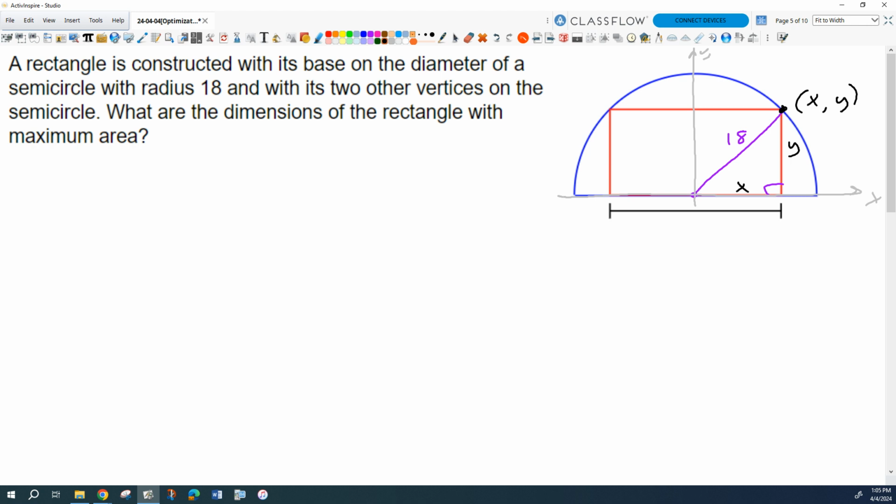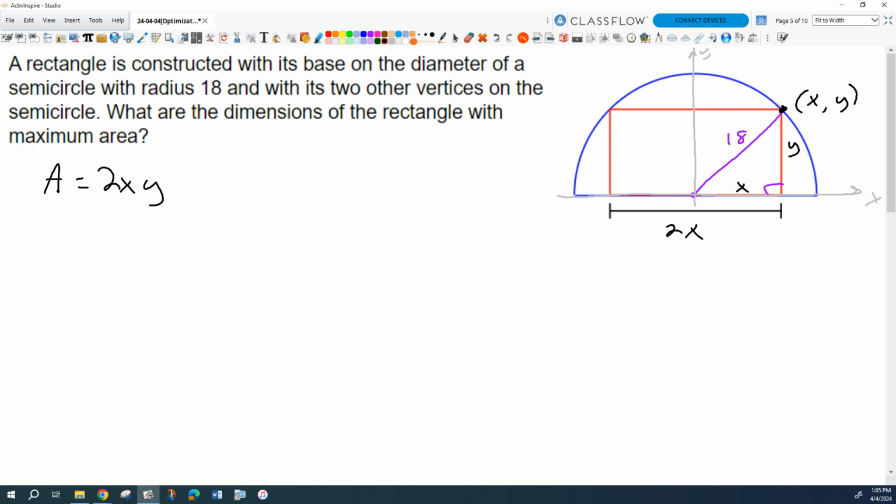So the width of the whole red rectangle then is actually 2x. Right? Okay, so what are we trying to do? We're trying to maximize area. Well, the area of the rectangle is just what then? 2xy, exactly, right? The width, which is 2x, times the height, which is y.